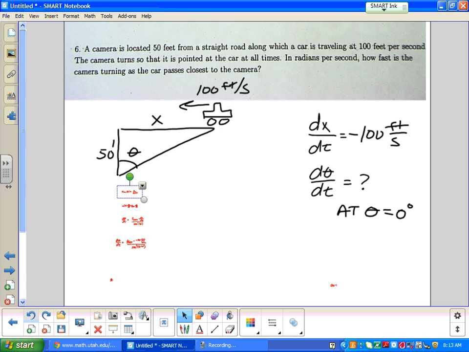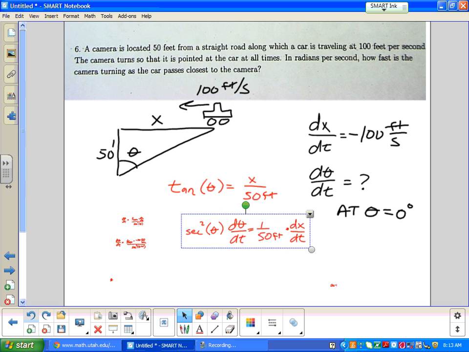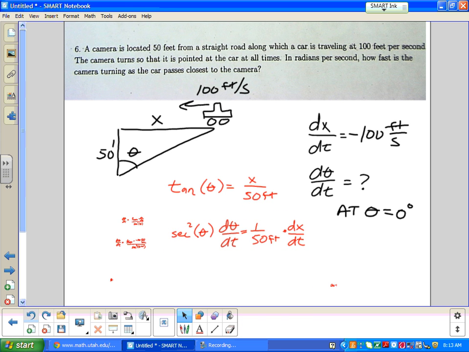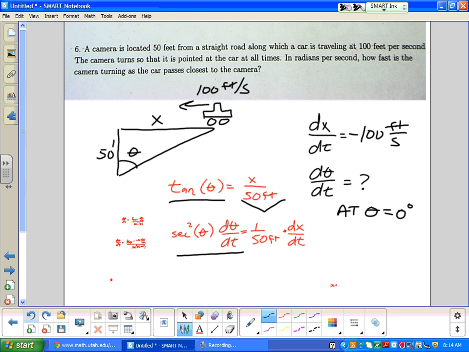What's our equation? Our equation this time, I think, is pretty easy. It's tangent of theta equals x over 50 feet. And the derivative of this is pretty easy. We're going to take the derivative, and since it's a related rate, we do it with respect to time. The derivative of tangent theta is secant squared theta, d theta dt. The derivative of 1/50th x is 1/50th of a foot, dx dt.